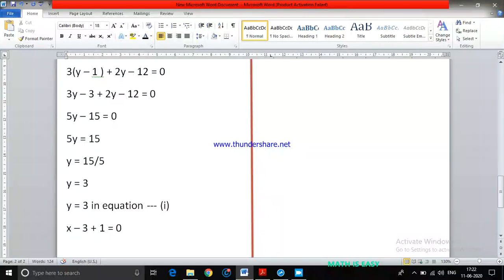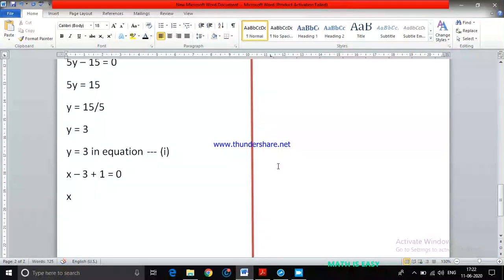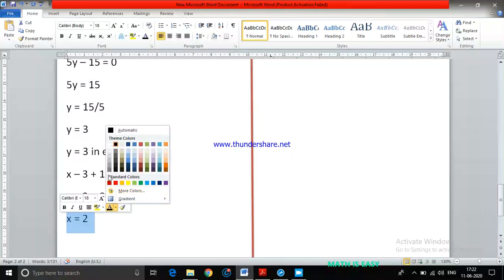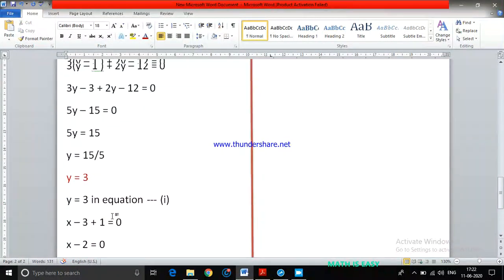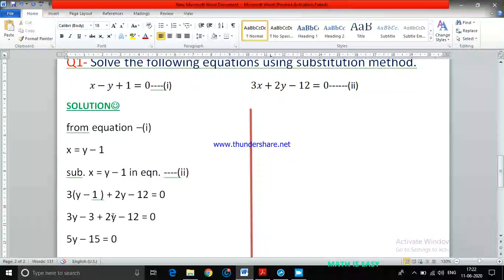So after solving this one, you will get x minus 3 plus 1. Minus 3 plus 1 is minus 2, equals 0. And finally x equals 2. Therefore my solutions are x equals 2 is the solution, and y equals 3 is the other solution. Okay, so this is how we solve by the substitution method.